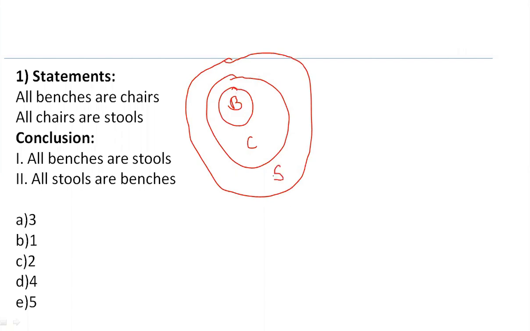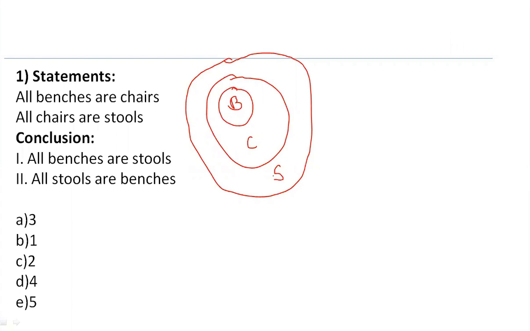All the benches are chairs means the benches circle should come inside the chair circle. Next, all the chairs are stools means the chair circle is already there, so please don't draw one more chair circle. Whatever chair circle is there, please keep it inside the stool circle. Okay, so this is the diagrammatic representation of the statements.